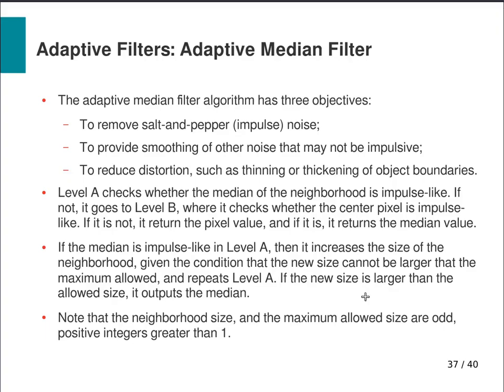For the case when the median is impulse-like, it increases the size with the hope that the new median is not impulse-like, and then repeats this process for every pixel until it gets to the final filtered result. So I highly suggest you go through the steps of this algorithm and try to rationalize it and definitely understand it, because as soon as you understand it, everything makes more sense.